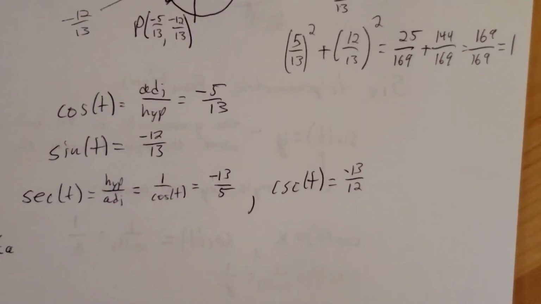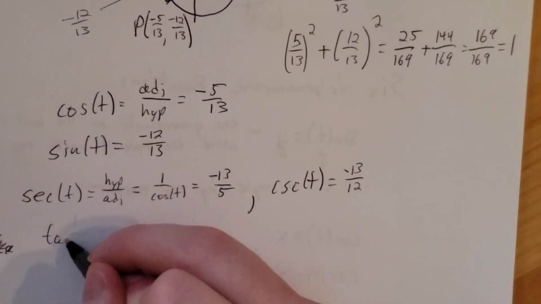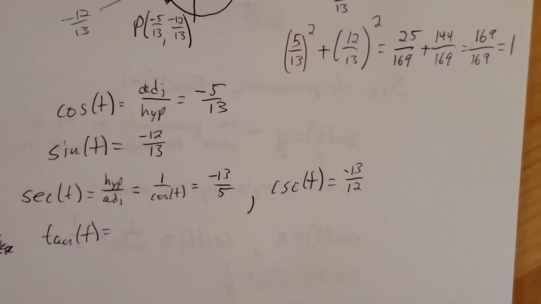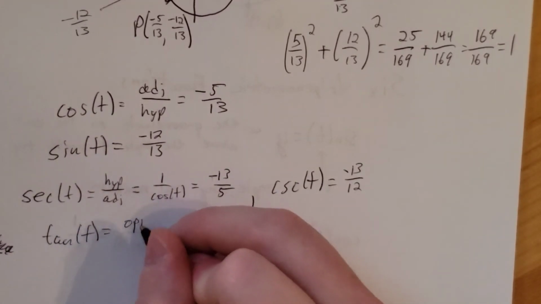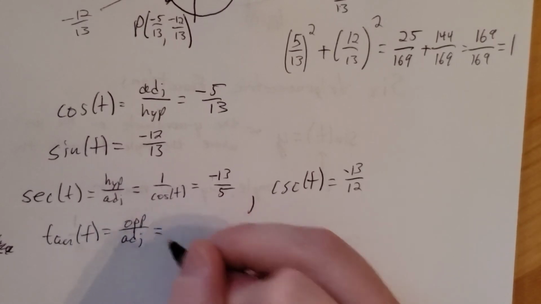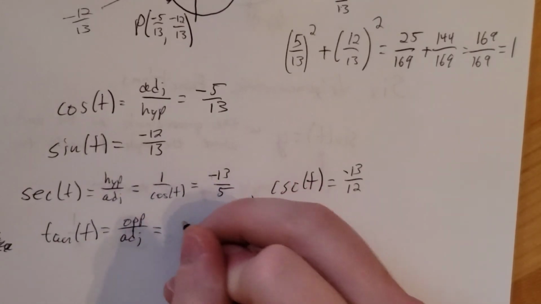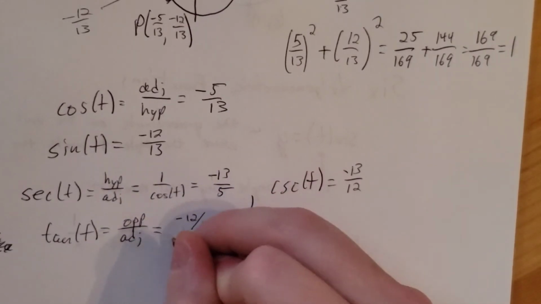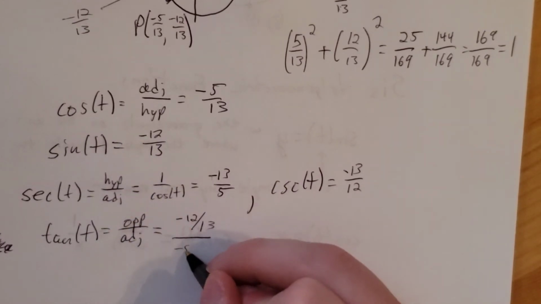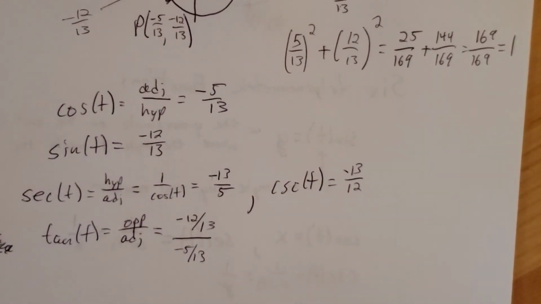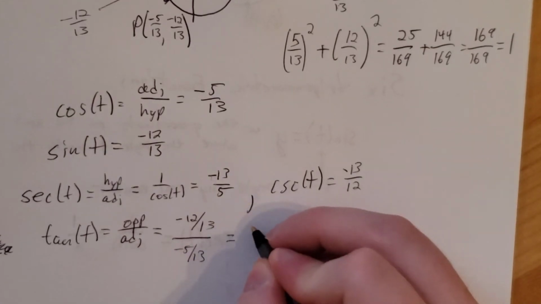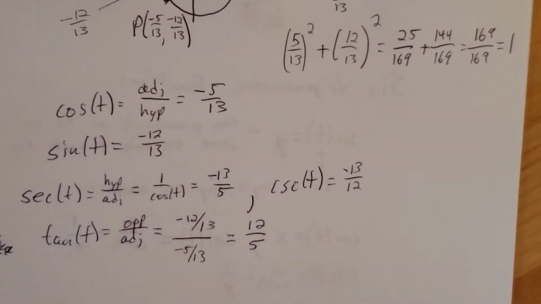Tangent of t is opposite over adjacent. Opposite side is negative 12/13. Adjacent side is negative 5/13. If we finish out this calculation, we end up with 12/5, positive 12/5. Reminder that if you're dividing fractions, you flip the second and multiply. So go ahead and do that on your own to confirm this is 12/5.